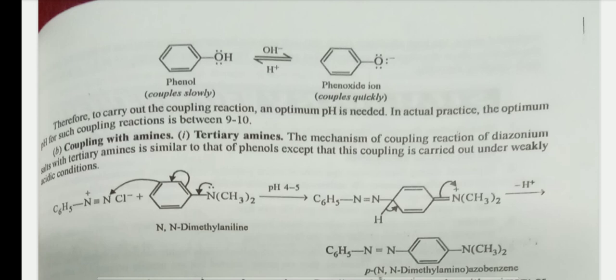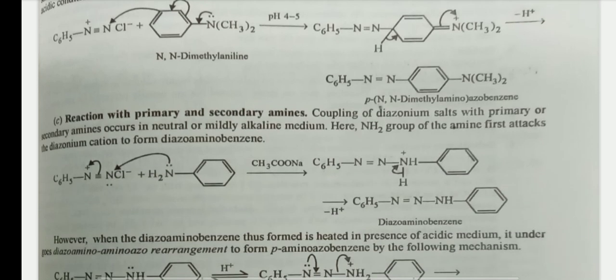Coupling with amines. Tertiary amines. The mechanism of coupling reaction of diazonium salt with tertiary amines is similar to that of phenols, except that this coupling is carried out under weakly acidic conditions. Reaction with primary and secondary amines. Coupling of diazonium salt with primary or secondary amines occurs in neutral or mildly alkaline medium.